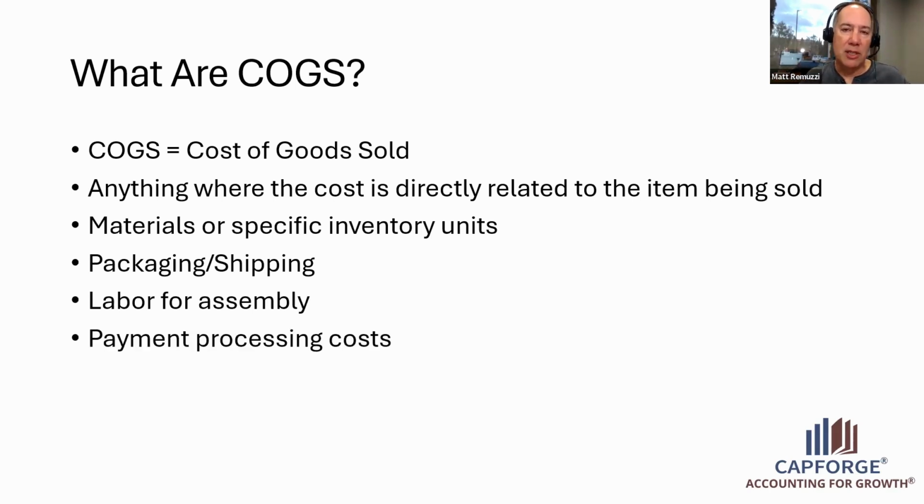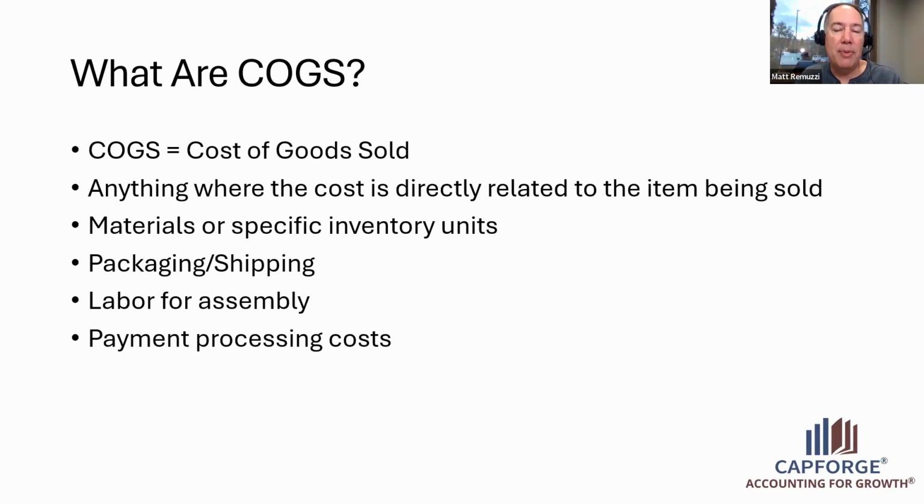Another part that goes into cost of goods sold is payment processing costs. So if you accept credit cards for payment, you sell one unit that costs $100, and then somebody pays you for that with a credit card, you have a merchant processing account. It's usually 2 or 3%. So instead of you getting $100, you're going to get $97 or $98.